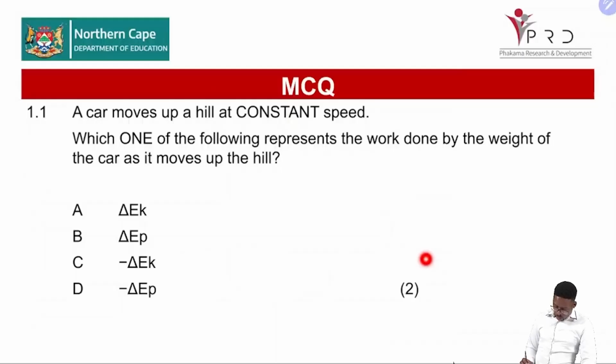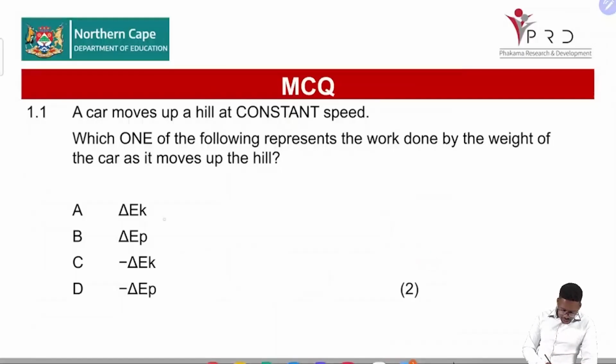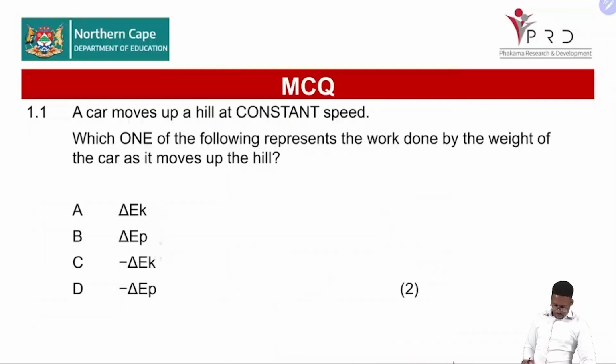Which one of the following represents the work done by the weight of the car as it moves up the hill at constant speed? So, the work done here, it is the work done by gravitational potential energy. So, A and C cannot be correct. But now, as this car goes up, you can see that the work done by the weight, it is working downwards. So the most correct answer is going to be D. It is the change in potential energy.